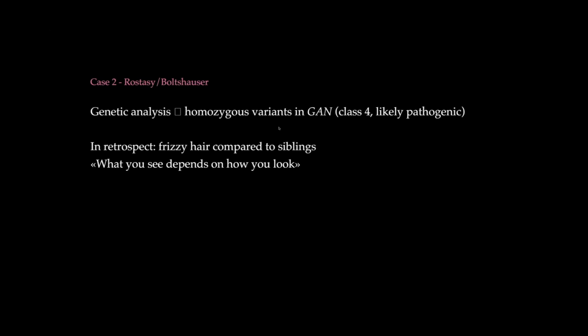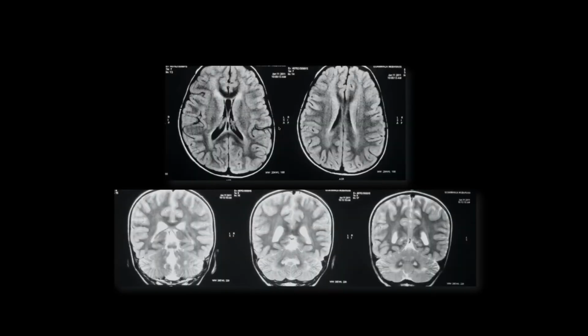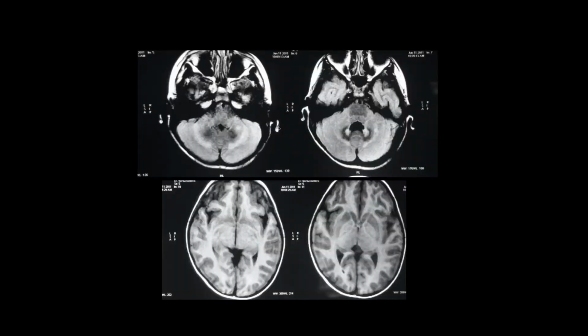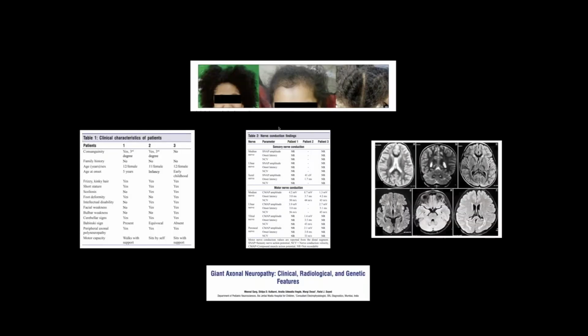They said, what you see depends on how you look. So a progressive condition with this type of hair is giant axonal neuropathy until proven otherwise. And what I think is important is that all four levels, so to say, are involved: cerebral, cerebellar, spinal cord, and peripheral nerves. This is a unique constellation, I think. Back to you, Dr. Garg.